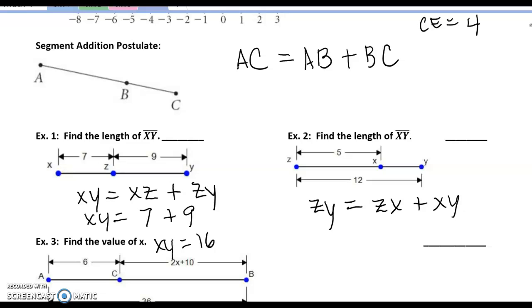So now let's go ahead and plug in the information we know. We know that ZY has a length of 12. And we also know that ZX has a length of 5. But we don't know the length of XY. So we're setting it up where we can use our algebra skills to find the length of XY. Here, the length of XY is equal to 7.